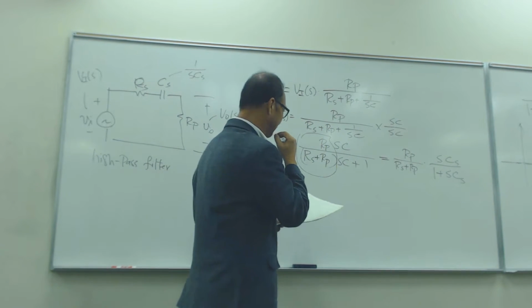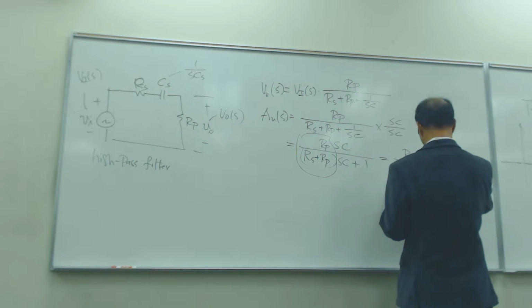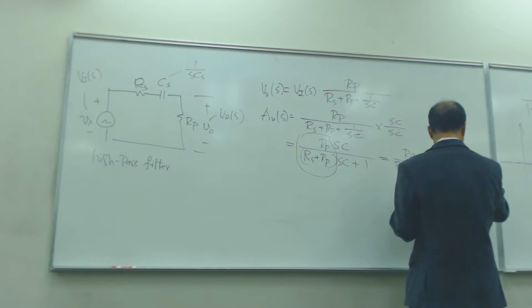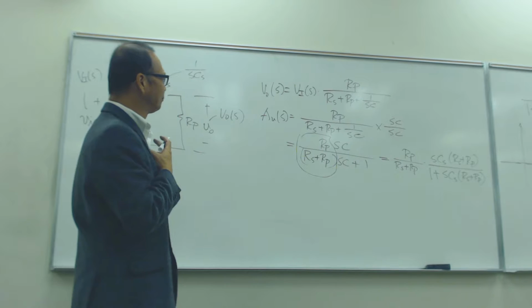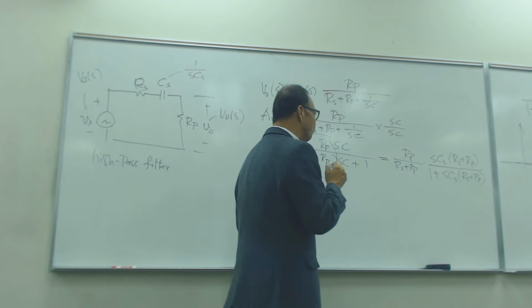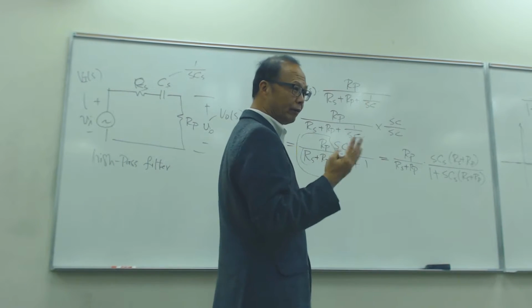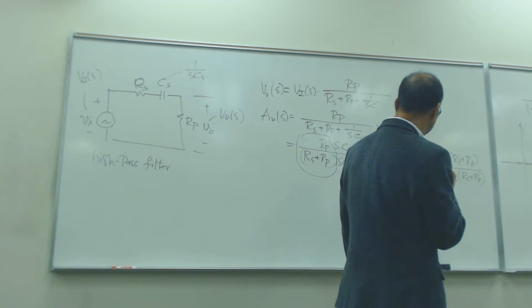I see. Okay, so let me do this: RP over RS plus RP times SC(RS plus RP) over 1 plus SC(RS plus RP). Correct? Now you can see the standard form shaping up. How do you put this into standard form?